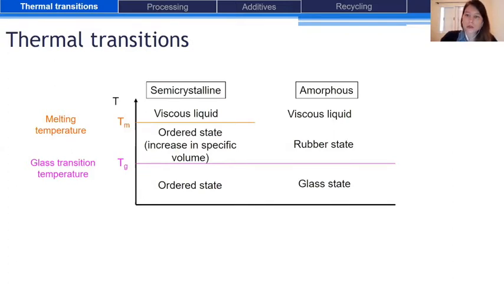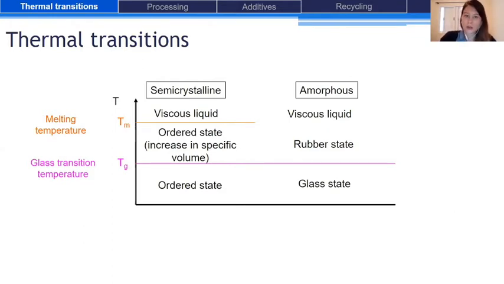Now looking at semi-crystalline polymers. Below the Tg of this polymer, we have an ordered state. The chains in the amorphous region of the semi-crystalline polymer are frozen, with no mobility, and we have the presence of crystals.